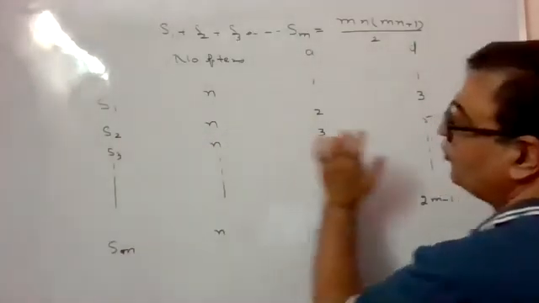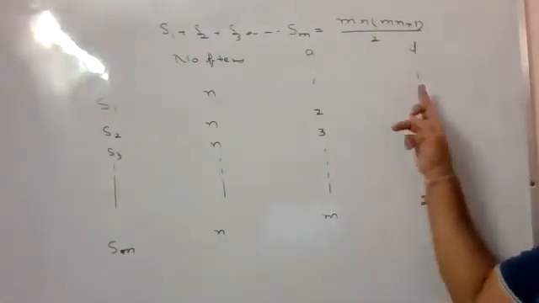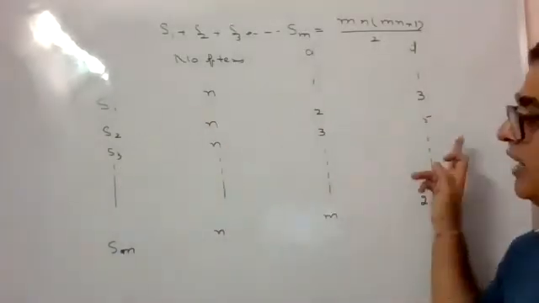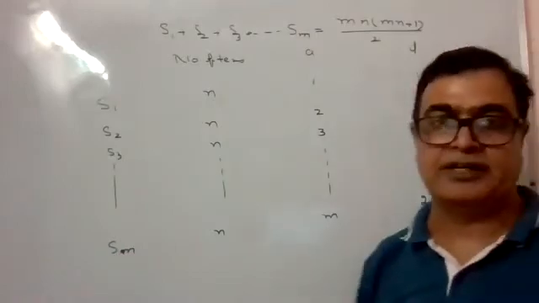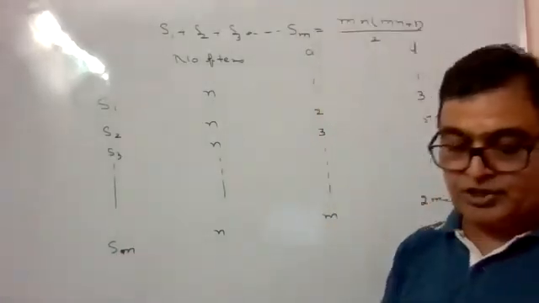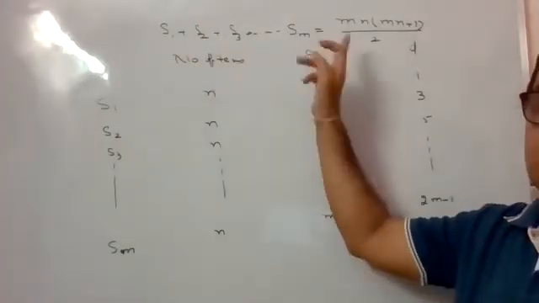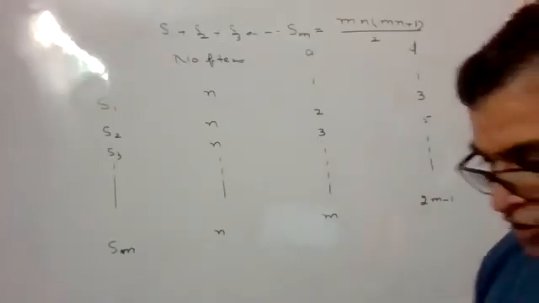Same way when we go for common difference. Common difference in first case is 1, common difference in second case is 3, third case it will be 5, mth AP the common difference is 2m minus 1. My question is, prove that the sum of all, S1 plus S2 plus S3 till Sm, will be mn into mn plus 1 by 2. This is the question we have.